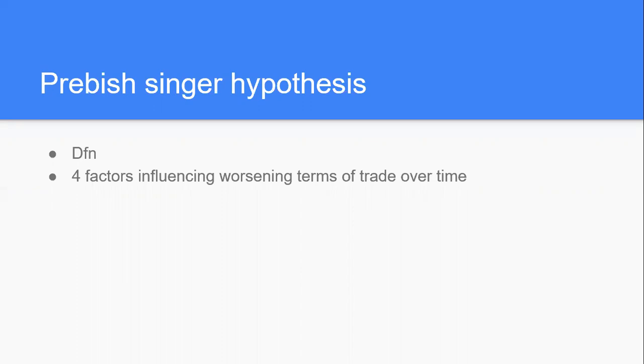Now, the 4 factors that influence worsening terms of trade over time. What are these 4 factors that basically increase that particular worsening state? One of the factors is low income elasticity of demand for raw materials and primary products. Okay, that dominates the bulk of exports by developing countries.